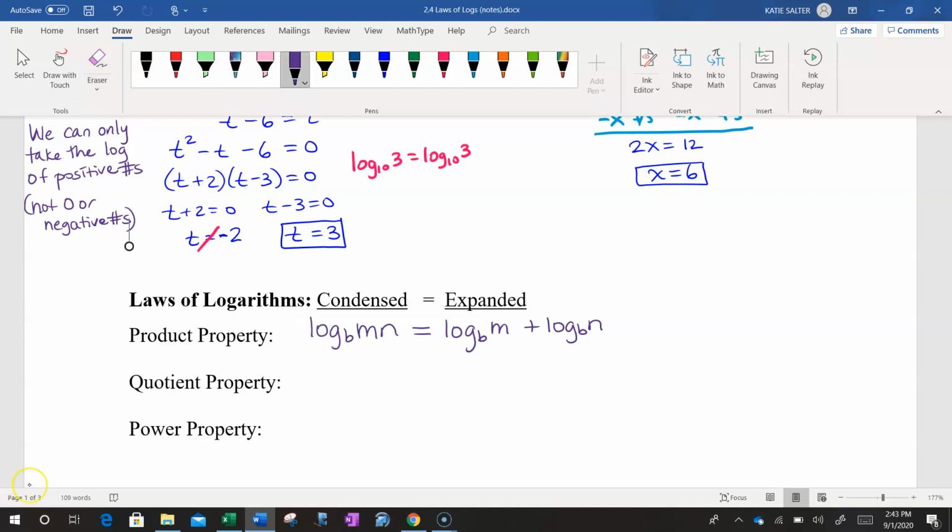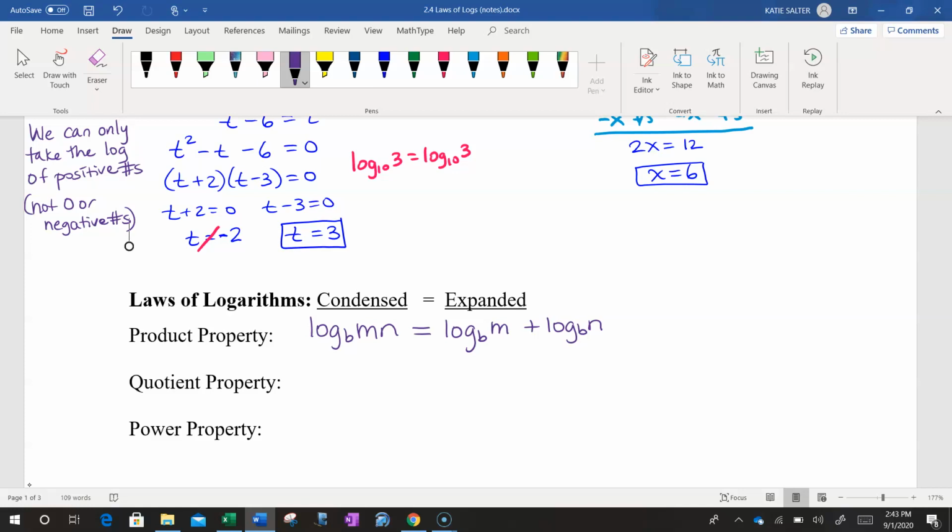And I want you to think about your exponent rules. Remember, a logarithm is an exponent. And the fact that when we multiply like bases, we add our exponents, has a connection with this property. So anytime we have the log of a product, we can expand it into the log of each part of that product, each factor, as sums.